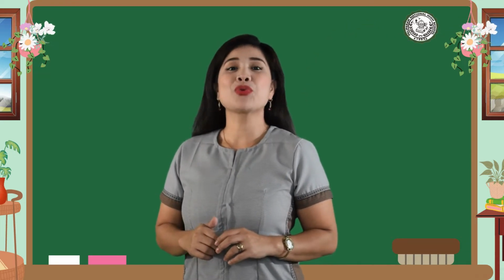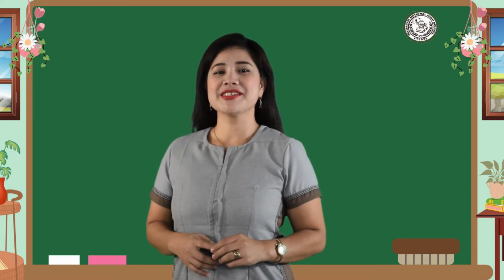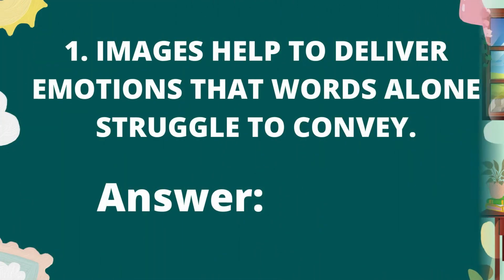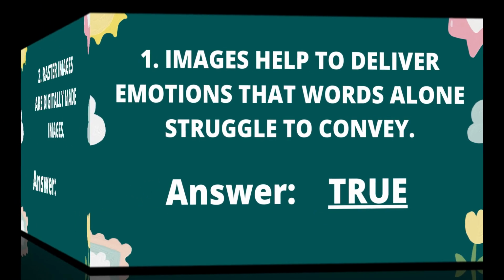For those who got 1 or 0, let's work it out. Let us have another activity. This time, I want you to evaluate the following statements. Answer raster if the statement is correct and vector if it is incorrect. Are you ready, learners? For number one statement, the answer is true. This statement is very much applicable in newspapers, photographs, where emotions are evident.